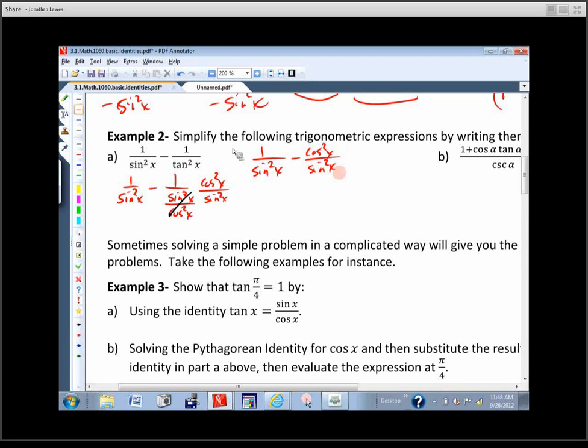Now, I've successfully written it in terms of sines and cosines, but the instructions say to simplify. So is this as simple as I can write that? It's not. I've got two fractions. They already have a common denominator, so I'm going to write 1 minus cosine squared of x over sine squared of x. Is that as simple as I can write it? Marcos says no. Anybody else say no? Marcos, tell us why you say no.